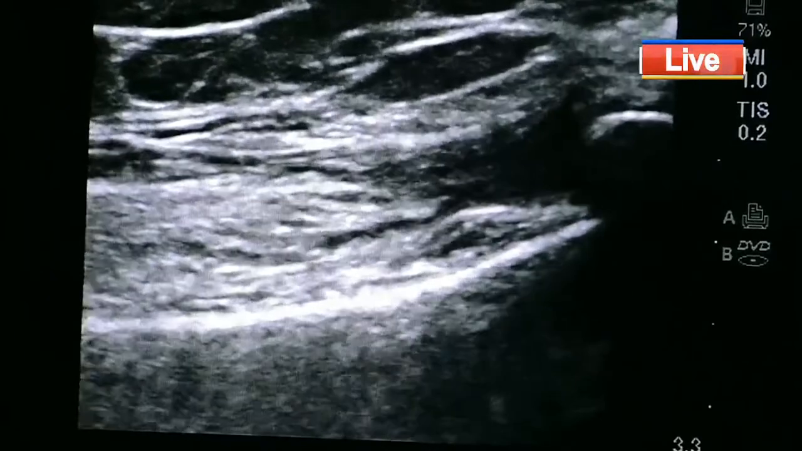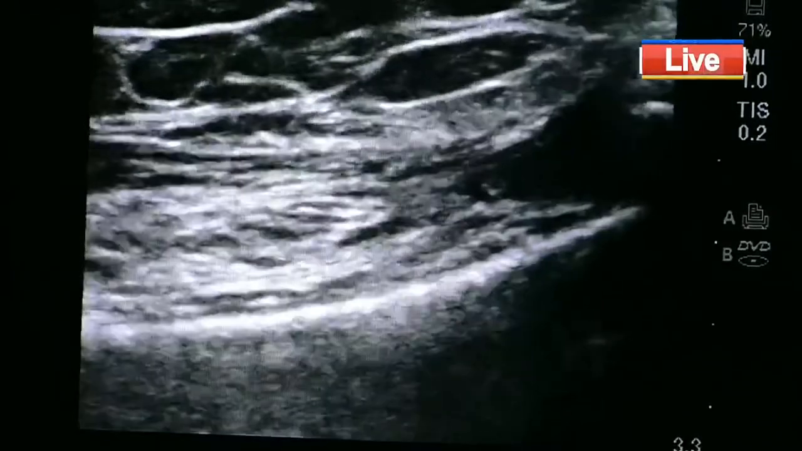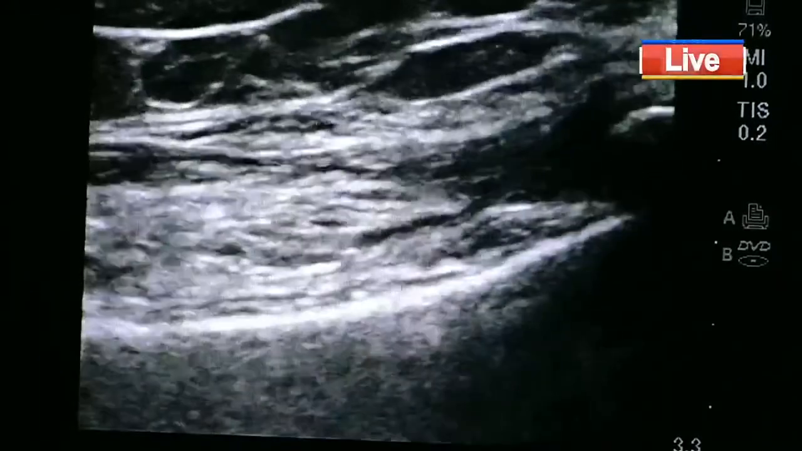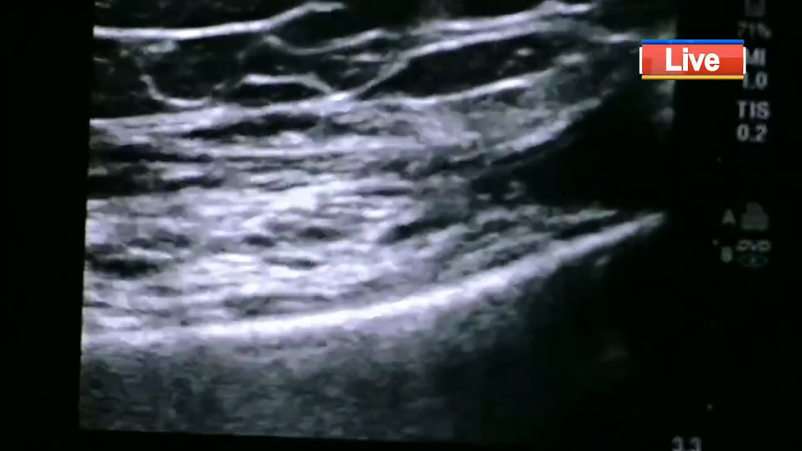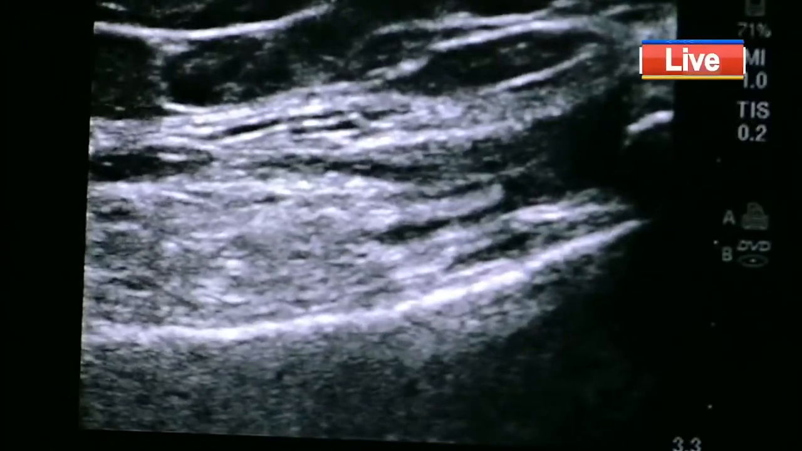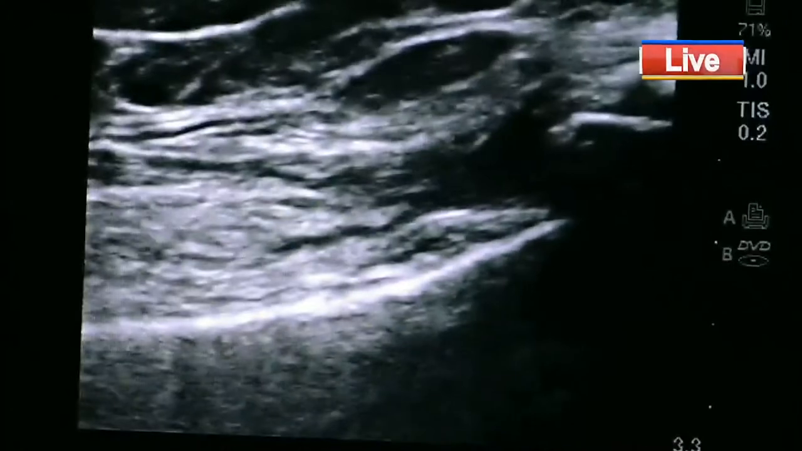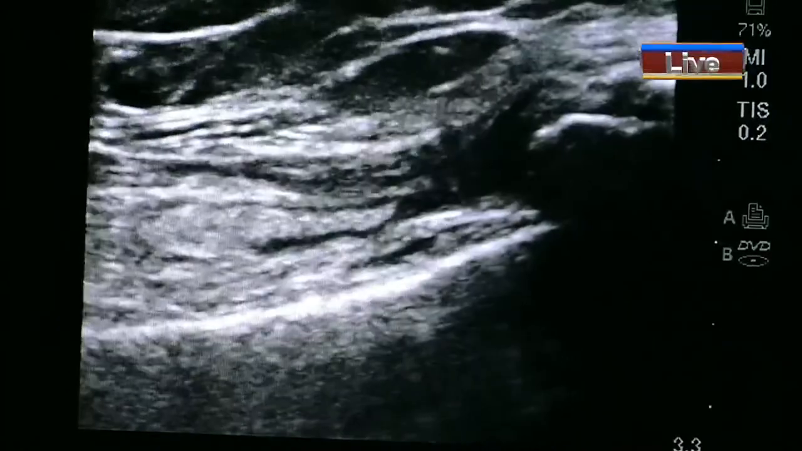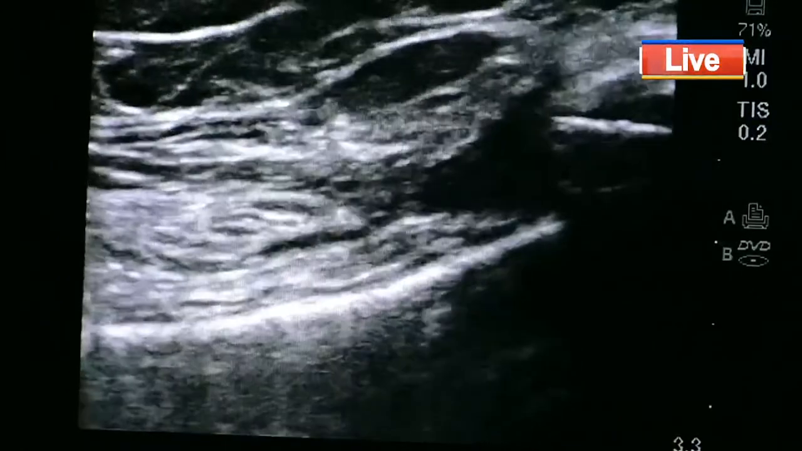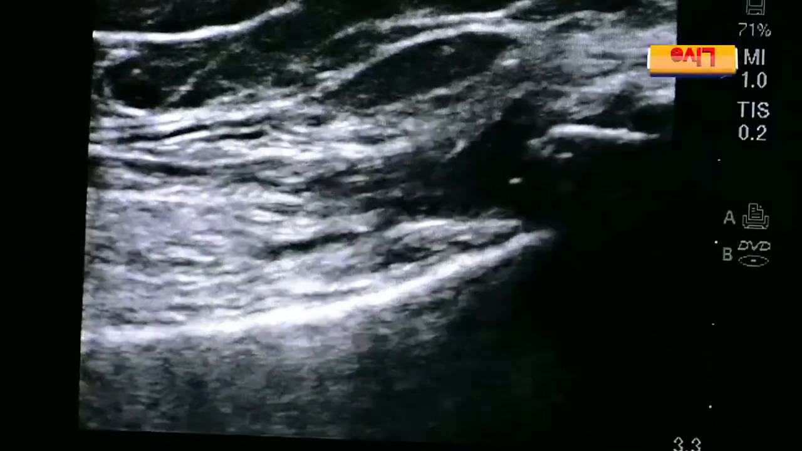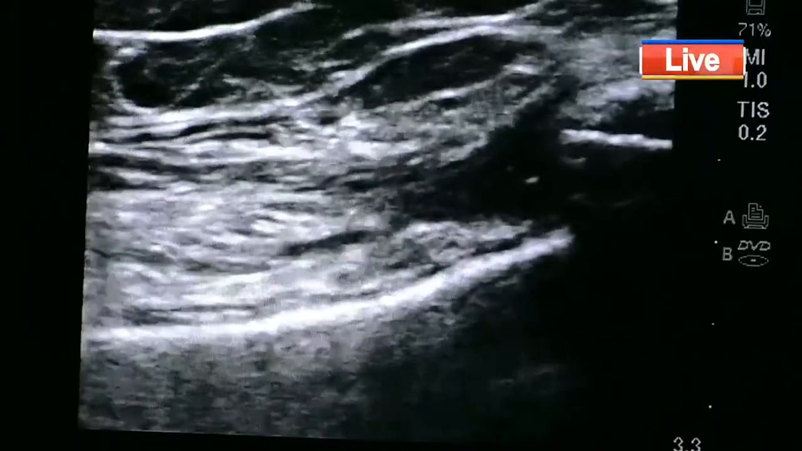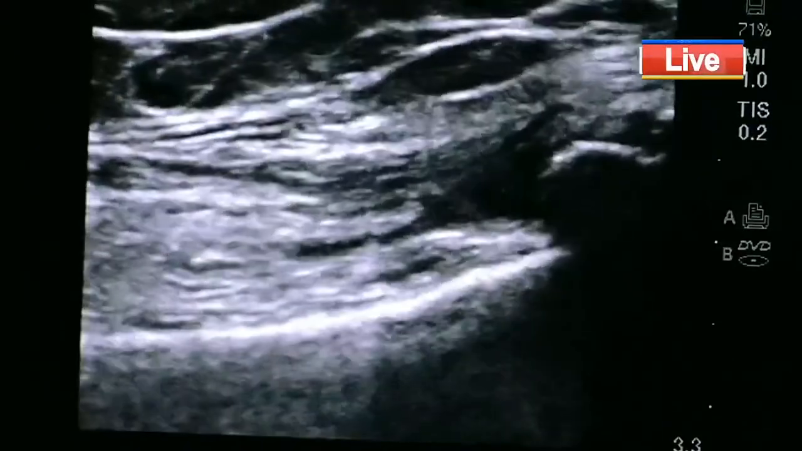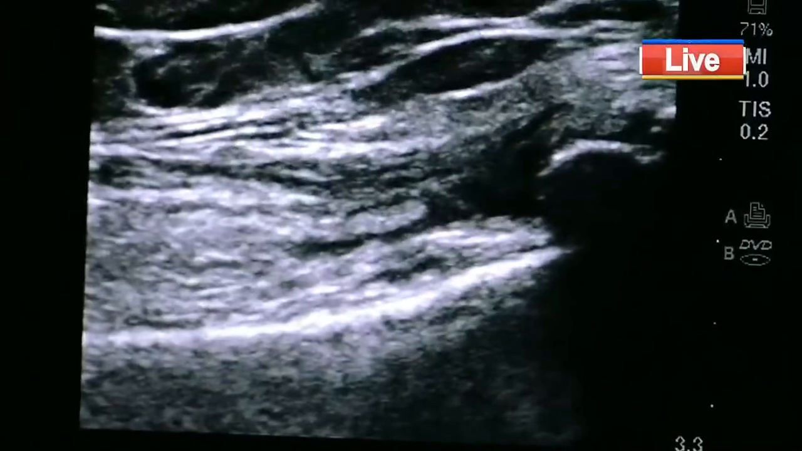Okay, so I'll attempt to place my needle here, but the position is actually quite difficult. Let me stabilize my hand. I can hold it for a long time. Okay, so I'm going to come from inside now. Inside out, just local I'm giving.